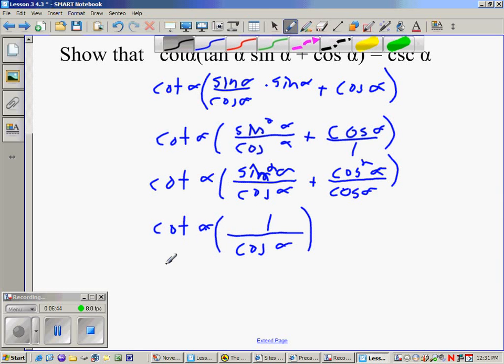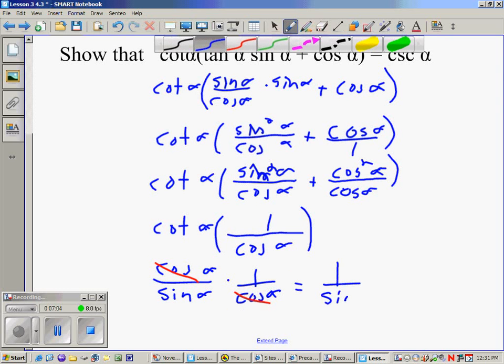Now cotangent is cosine over sine. So that times 1 over cosine, you'll see that your cosines will just cancel out, leaving 1 over sine, which equals cosecant of alpha.